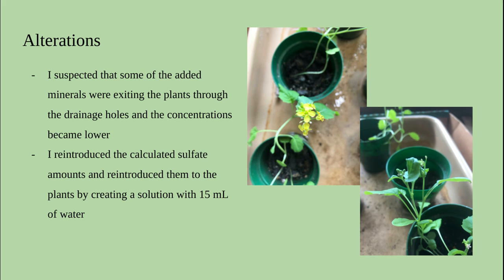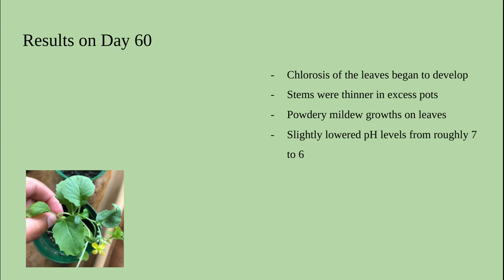So on the 30th day, I reintroduced the calculated sulfate amounts to the plants by creating a solution with 15 milliliters of water. As you can see with the photos, we had full healthy leaf growth and even flowering.